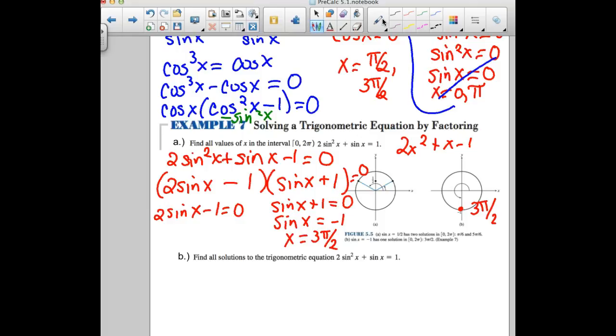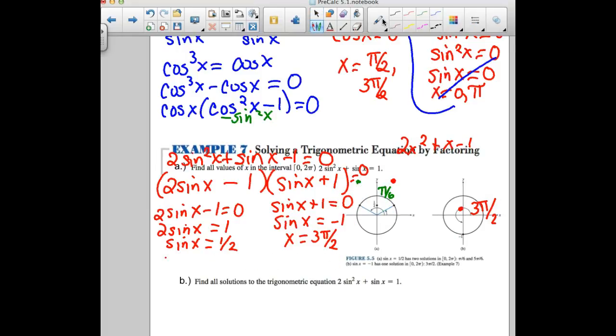All right, looking at the left side one, we have 2 sine of x minus 1 equals 0. So 2 sine of x would have to equal 1, or the sine of x would have to be 1/2. So where on my unit circle is the sine equal to 1/2? We have a point here, and we have a point here. Both of them have a reference angle of pi over 6. So for my answers here, we have x could be pi over 6, or in quadrant 2, we would be at 5 pi over 6.